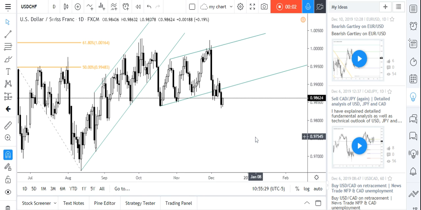Hi fellow traders, I'm going to illustrate my buy trade setup in USD CHF. I have just entered my buy position around 0.9860, when the bid price was around 0.9860.